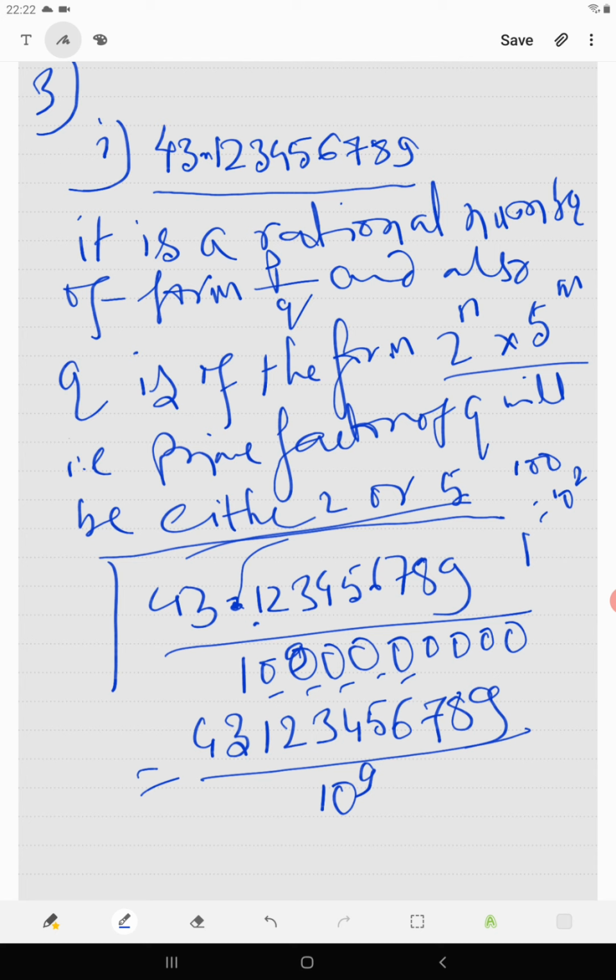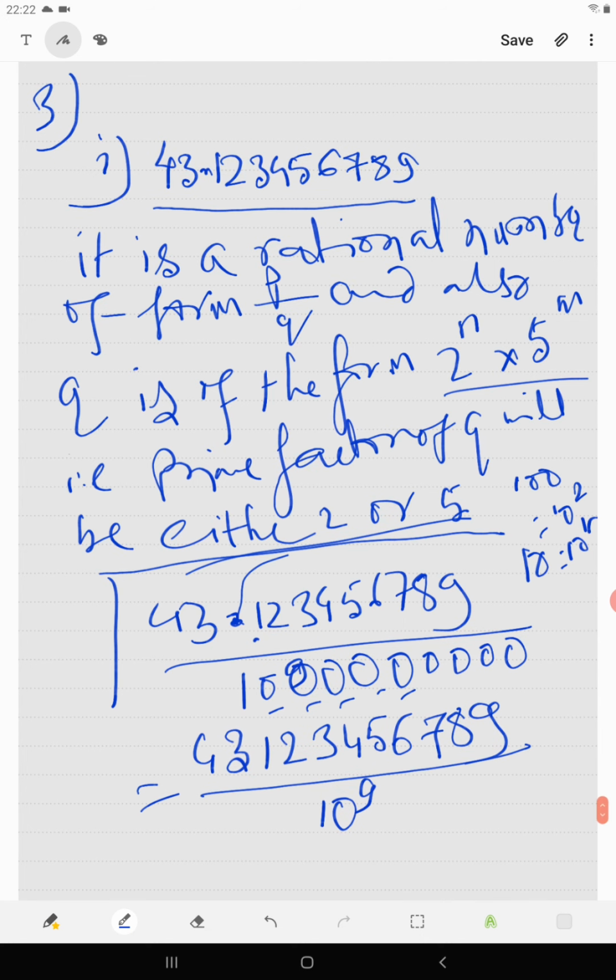So there are 2 zeros, that means 10 square. Now 10 is 10 to the power 1, one zero, so the power is 1. Now thousands is 10 cube, so 3 zeros becomes the power for 10. Similarly, 4 zeros, you will check 10 to the power 4. 5 zeros means 10 to the power 5. 6 zeros means 10 to the power 6. Similarly, 9 zeros means 10 to the power 9.